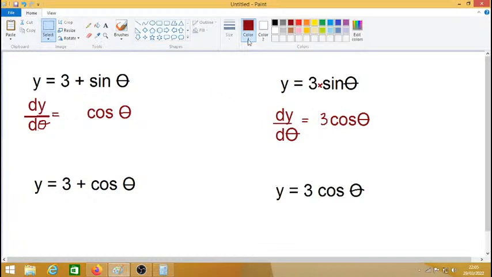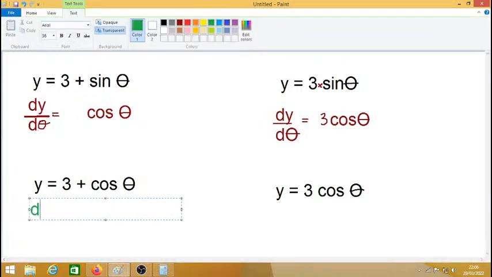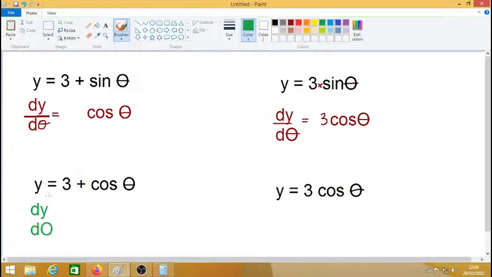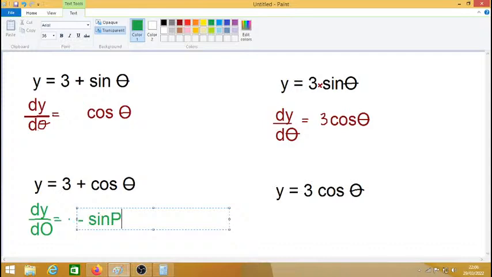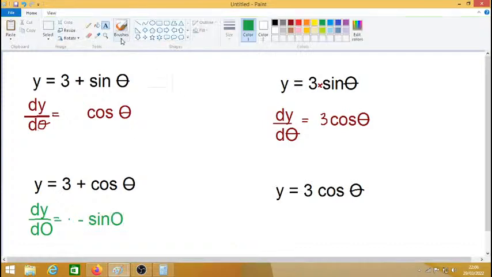And it's really the same for the two below, so hopefully you're confident enough to have a go yourself on this one here. y equals 3 plus cos theta. Okay, as before, the 3 disappears, it differentiates to nothing. Any constant differentiates to nothing when it's a plus or a minus. So then you're left with cos theta, which we learned differentiates to minus sine theta. And that's that one done.